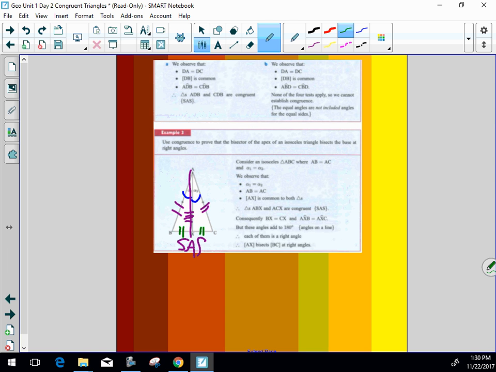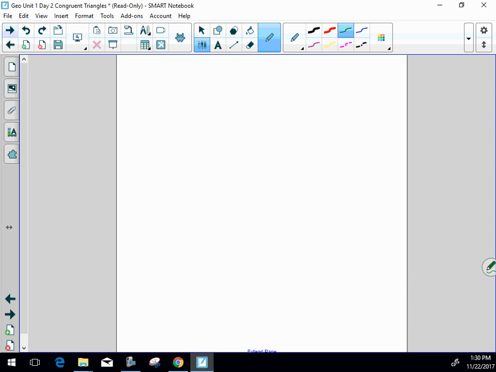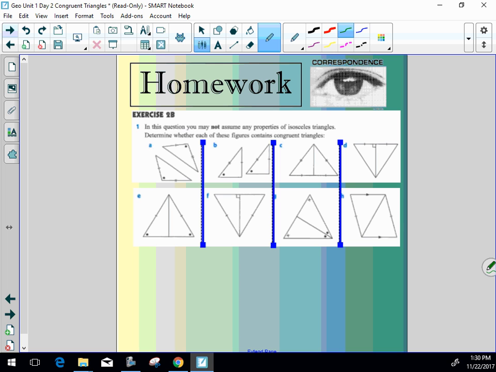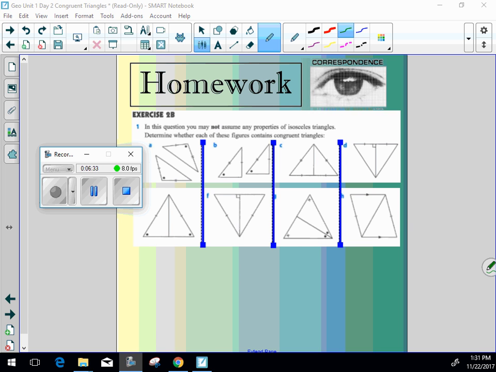We're going to play around with these and give you a chance to really dig into these. 1A through H. Here's what I want you to do. I want you to say, are they congruent or are they not? And then tell me the reason that they are congruent or why they are not. Give you a little time for this one.